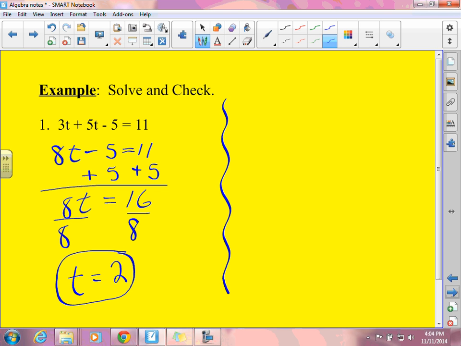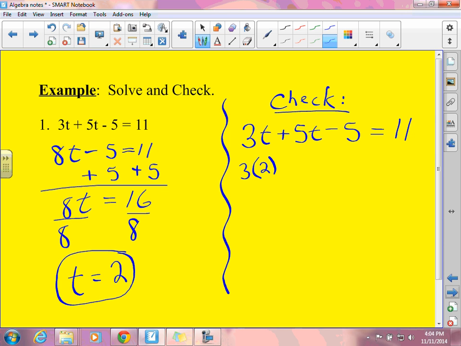Now to do the check, we're going to do it next to it. So I'm going to write check. And I'm going to write the original problem. So 3t plus 5t minus 5 equals 11. I'm going to take out t and I'm going to put in 2. And notice that I'm using parentheses, just like our hands-on equations. So this should be pretty much review for you.